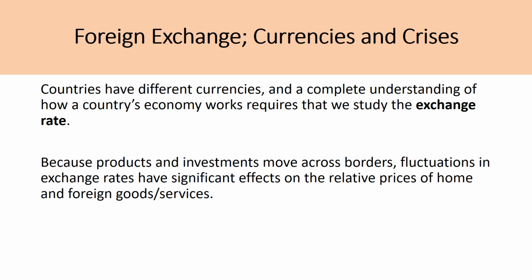Countries have different currencies, and a complete understanding of how a country's economy works requires that we study the exchange rate. Because products and investments move across borders, fluctuations in exchange rates have significant effects on the relative prices of home and foreign goods and services. So I'm a Canadian resident, and probably 5 years ago, I would frequently go down to the US and buy goods there because our exchange rates were close to 1 to 1, and the prices in the US were significantly lower. Whereas right now in 2017, the exchange rate is 1 to about 0.7. So 1 Canadian dollar is about 70 US cents. So it is significantly weaker.